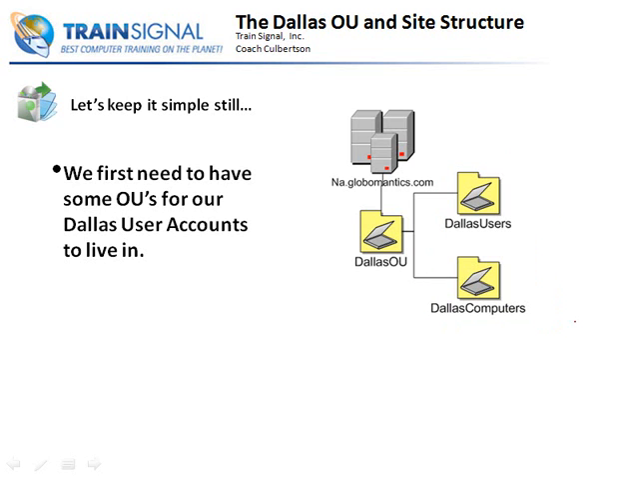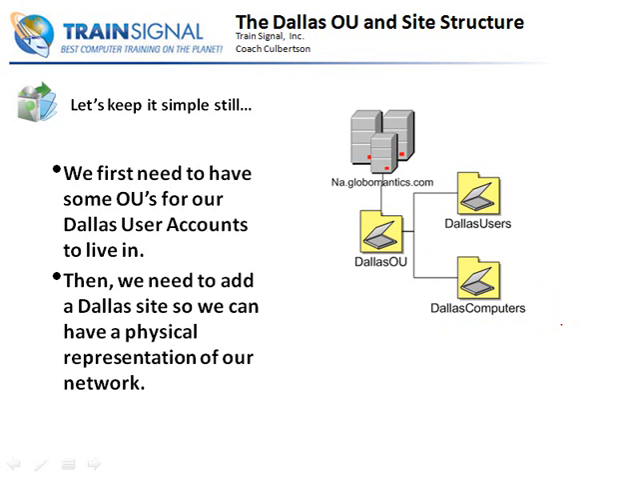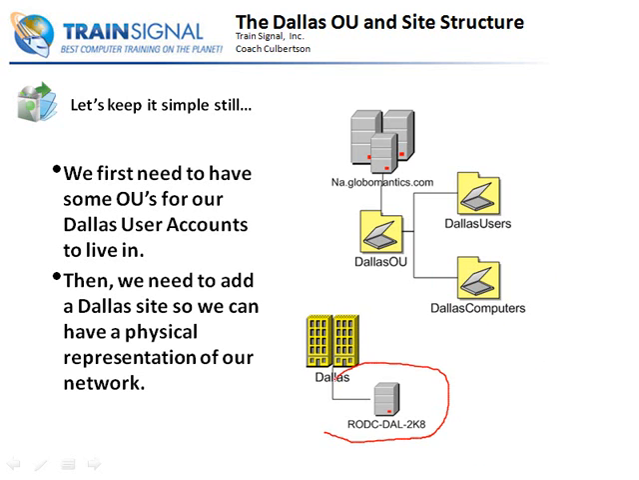Now, in order for the physical structure of our network to be represented too, we're going to create a Dallas site as well. You know how to do this. It's really easy. A lot of this is just review. And in that site, we're going to put the read-only domain controller we're going to be setting up. But we need to have this stuff in place first before we start to build out our RODC, start adding user accounts, and decide who gets to log in at the Dallas location. But first things first, so let's go over to NADC1 and create our OU structure and create our Dallas site.